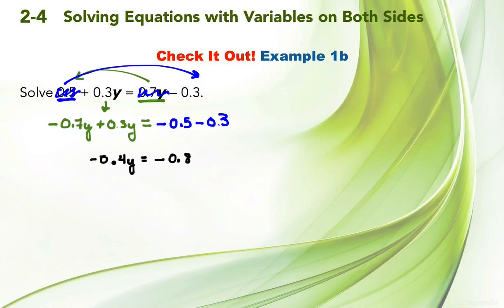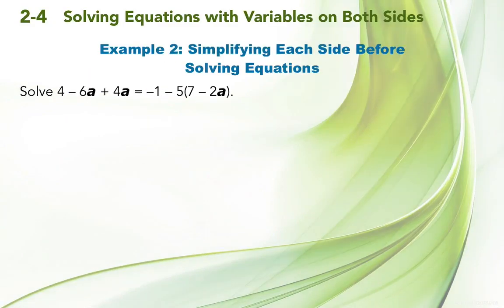0.8. So now to get rid of the thing in front of my y here, I'm just going to divide both sides by a negative 0.4. Okay, negative 0.4. You probably have to go to your calculator for this, and that's quite alright. So I do 0.8 divided by 0.4, and I get 2. Y equals 2.